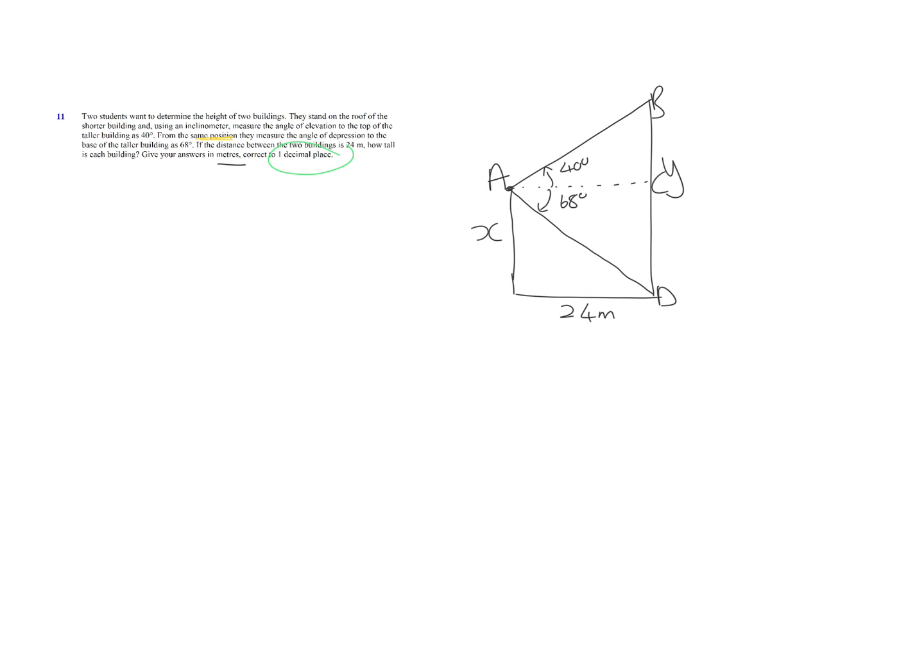So first I'm going to start with triangle ABC. Well, I know that's 90 degrees. I know that's 40 degrees. And the distance is still 24 meters between A and C. So I want to work out BC. Let's call that Z. So first it's trigonometry.